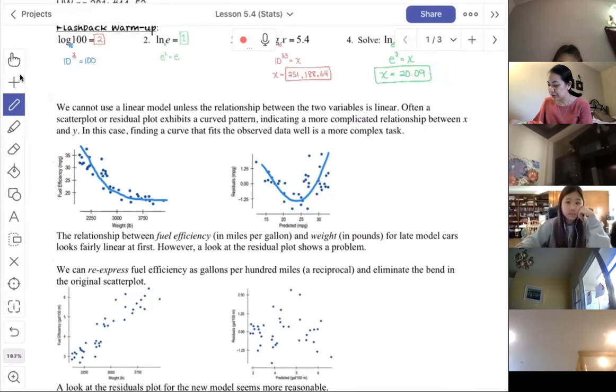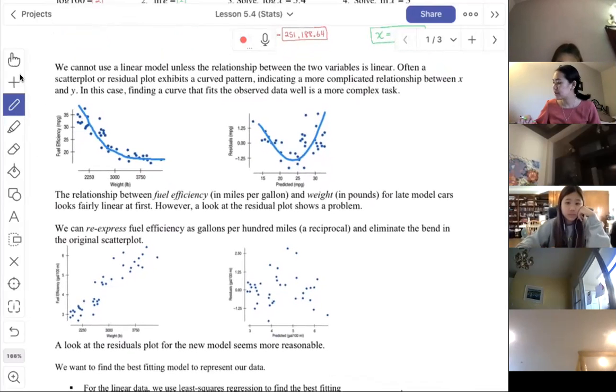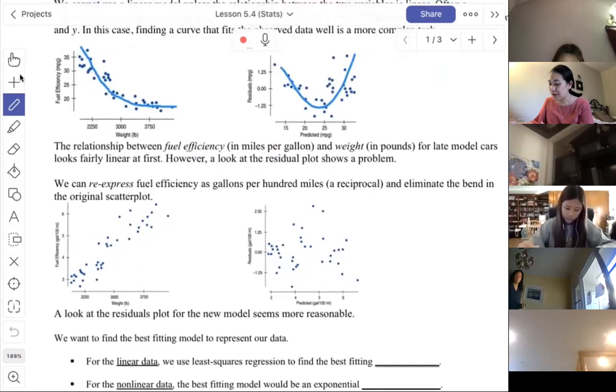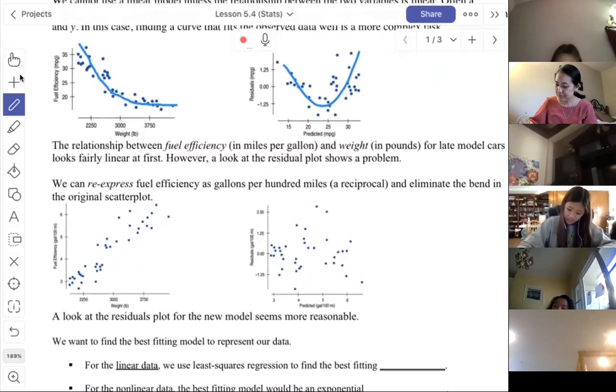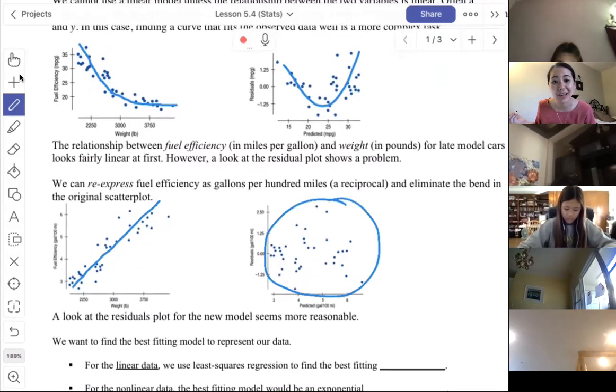So what we do is what's called, we transform the data. And I'll show you guys how to do that. But what happens is, once we transform the data, it'll make it linear. So that's the goal. And the residual plot, you can see, is just random scatter. So that's the goal of today, to straighten out non-linear data.